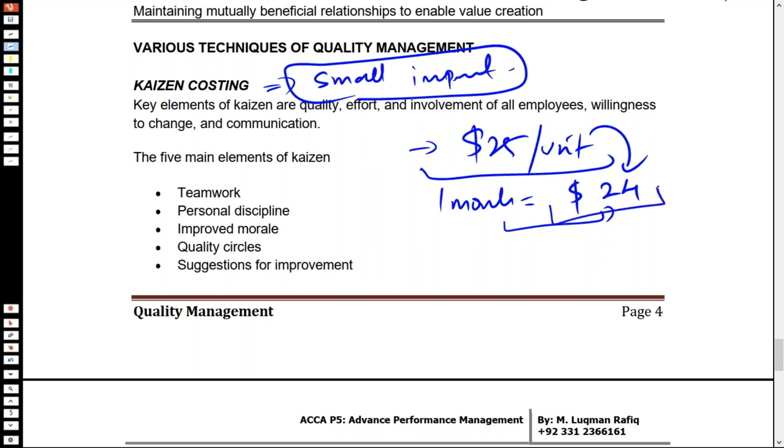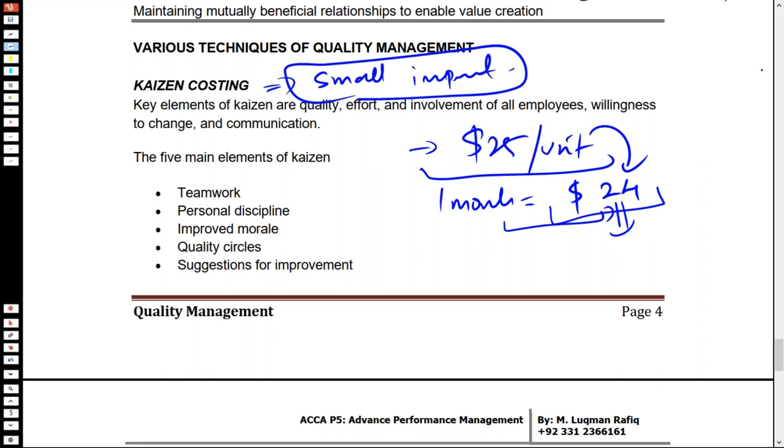Now, the employees would get motivated. Why would they get motivated? Because if they think that this is something doable, they would actually apply their minds and their brains and try to reduce this cost. This is going to give them loads of confidence and loads of motivation.